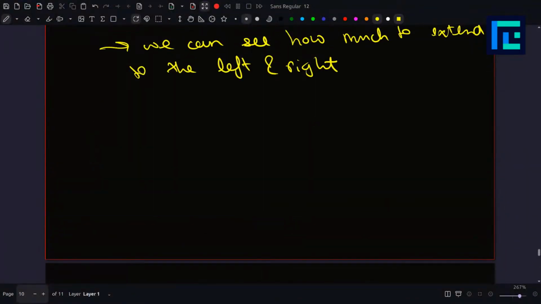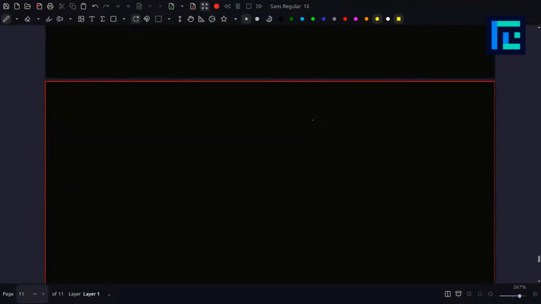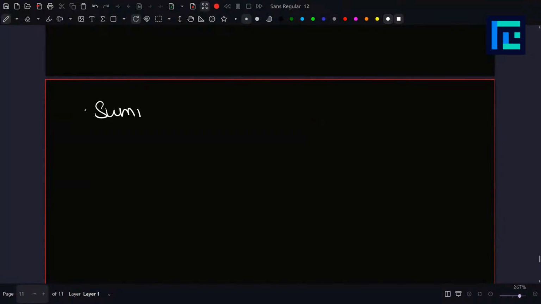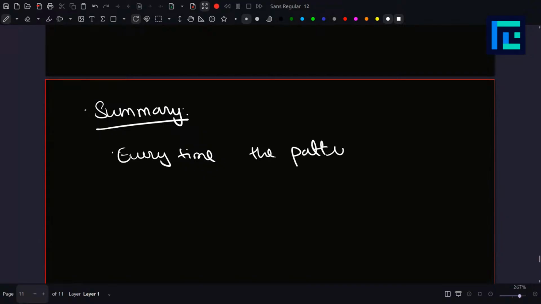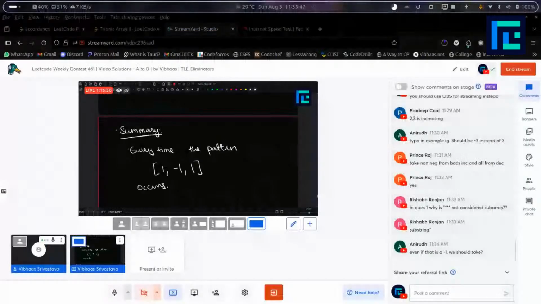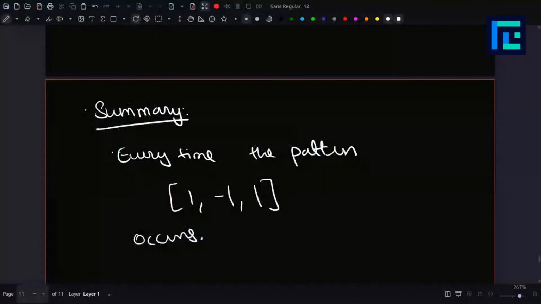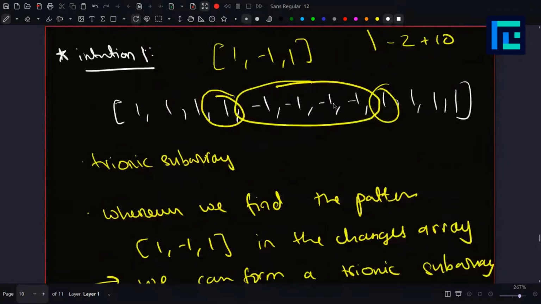Okay, so let me summarize what we did here. Let me just write a summary. Every time the pattern 1, minus 1, plus 1 occurs, the element at position 2.